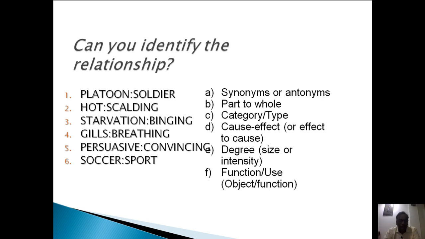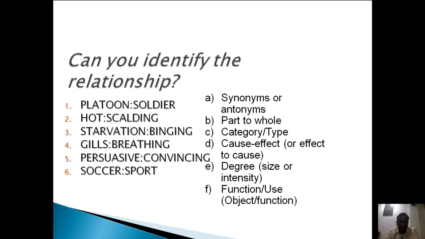Platoon equal to soldier. It may be synonyms or antonyms, or it may be part to whole, or it would be category type. It may be cause effect or effect to cause. It can be degree, size or intensity, or it can be function and use also. So you will have to think about this. Platoon, soldier, hot, scalding, starvation, binging, gills, breathing, persuasive, convincing, soccer, sport. So let's check the answer.